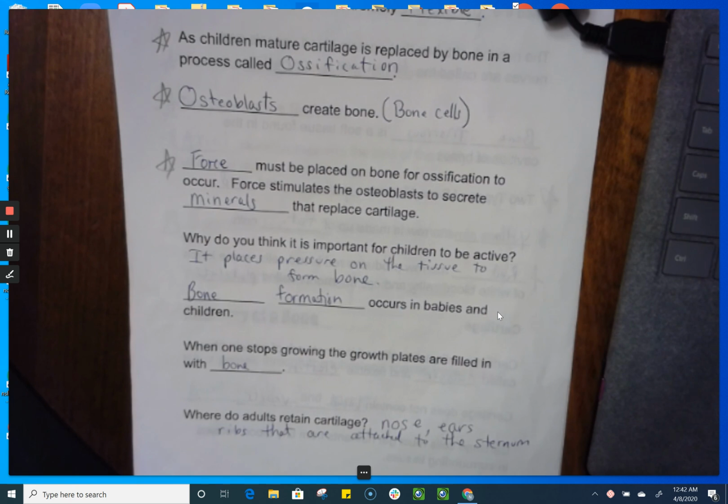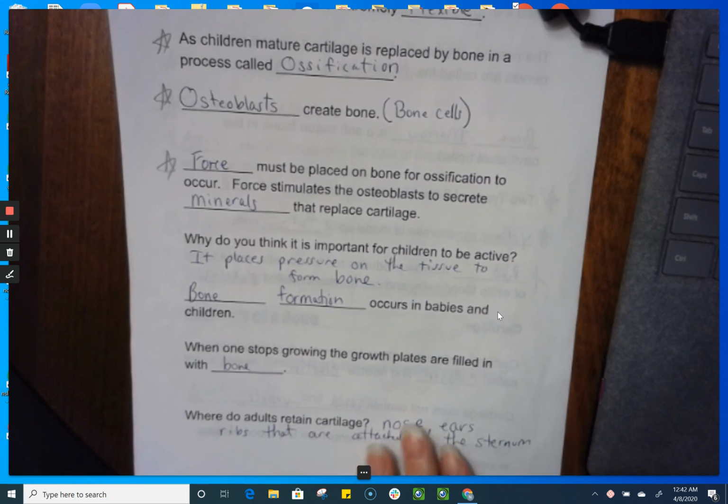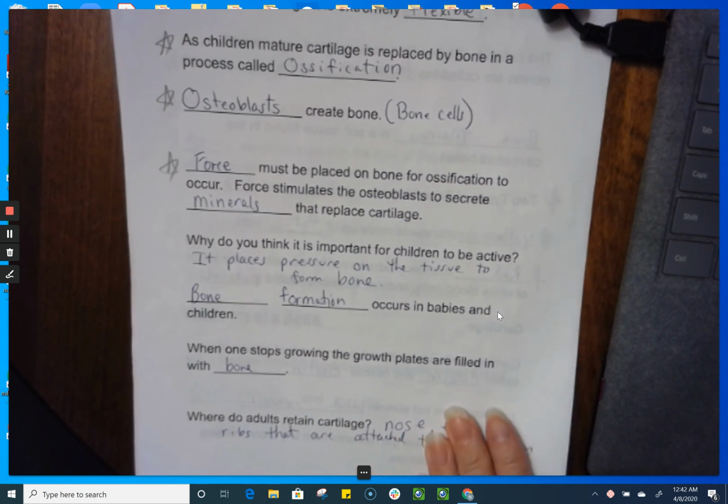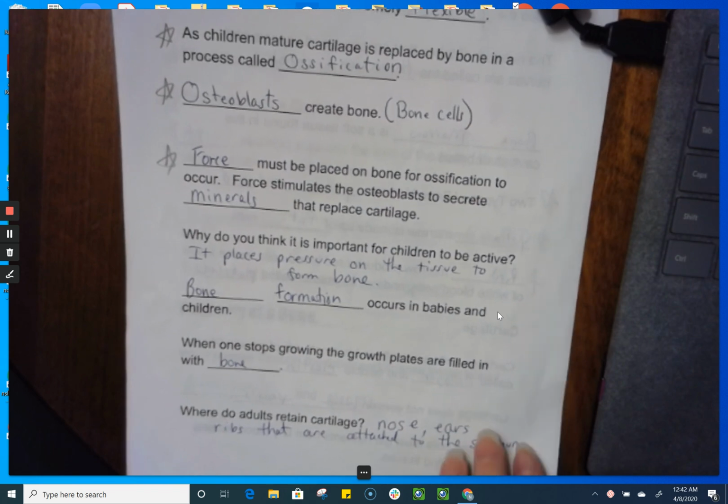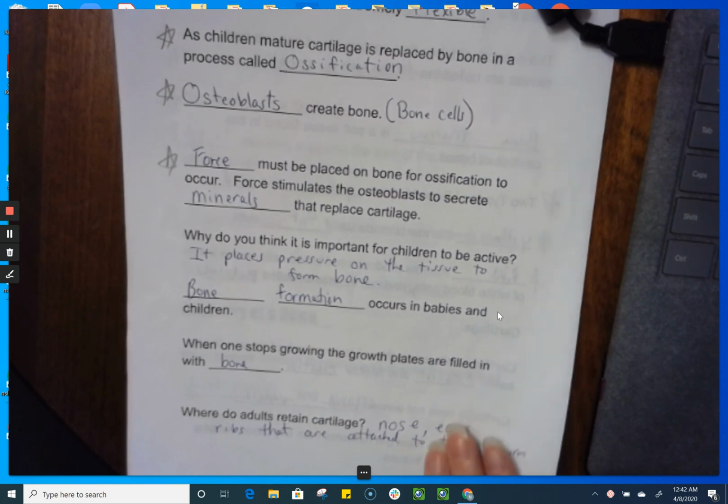So when one stops growing, the growth plates tend to be filled in with bone. And where do adults retain cartilage? I've mentioned this before: nose, ears, ribs that are attached to the sternum. So cartilage is part of the skeletal system, and it's the flexible portion.